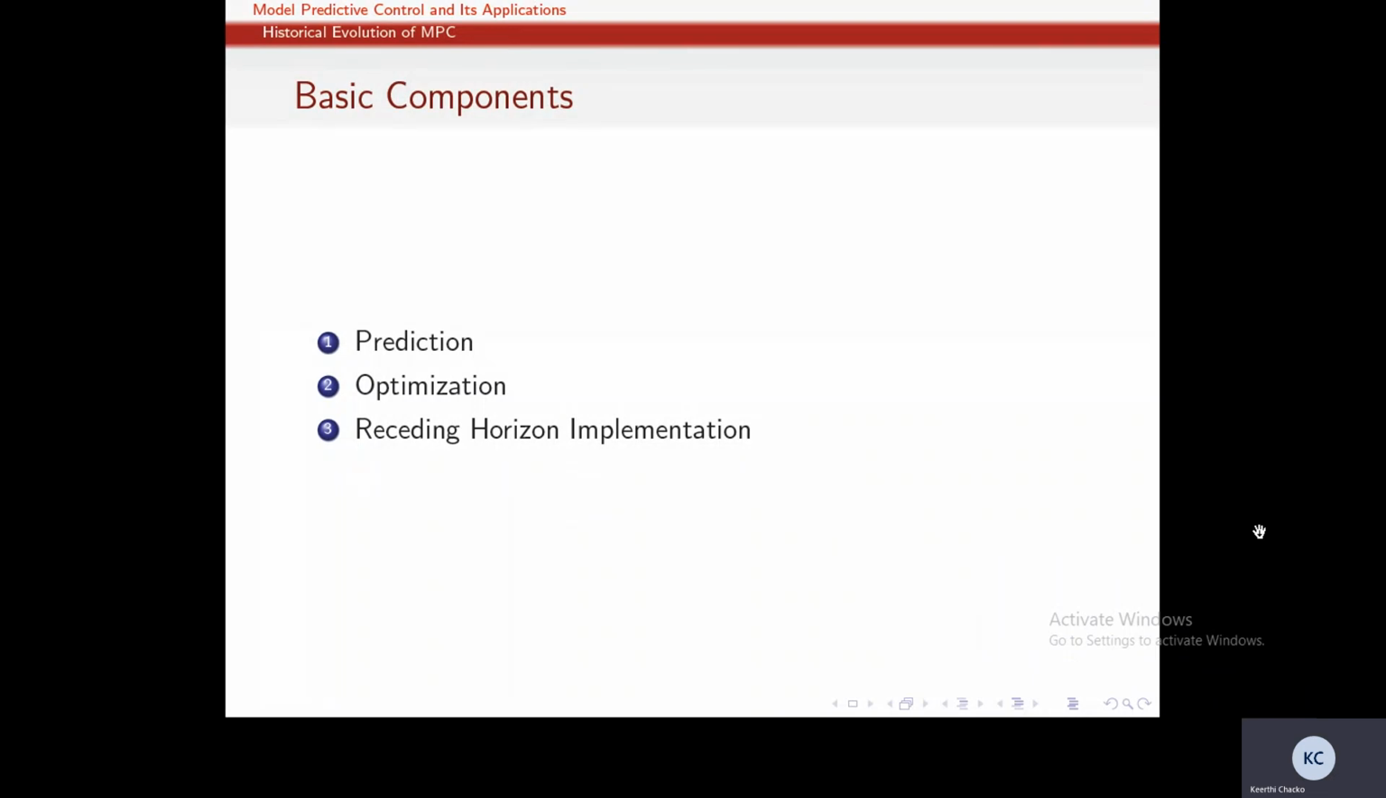Hi, we were discussing model predictive control and its applications. We have gone through the history of MPC. Now we will come to the basic components of MPC. The basic components are prediction, optimization, and receding horizon implementation.